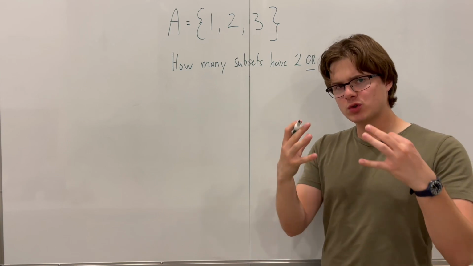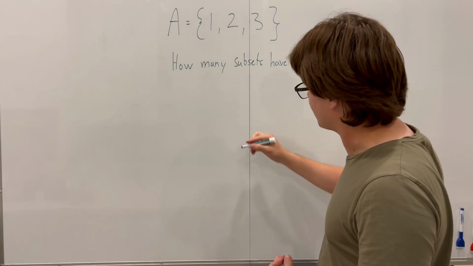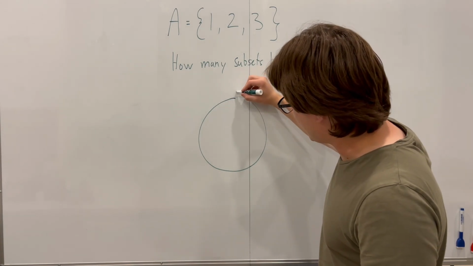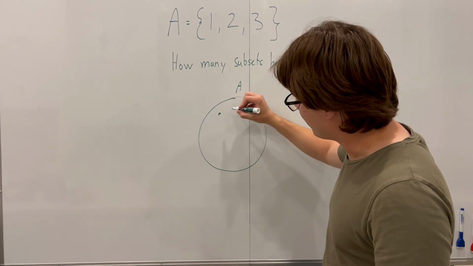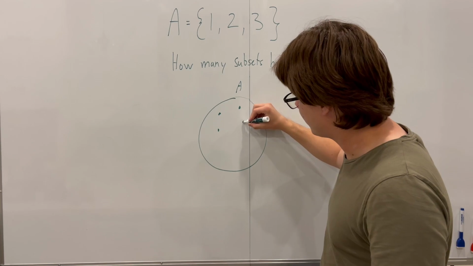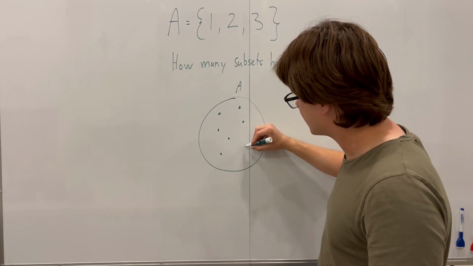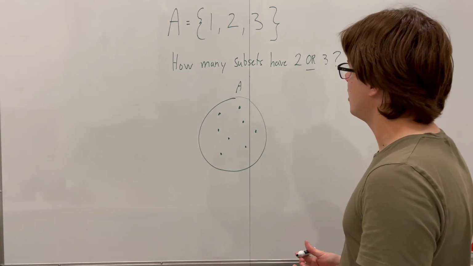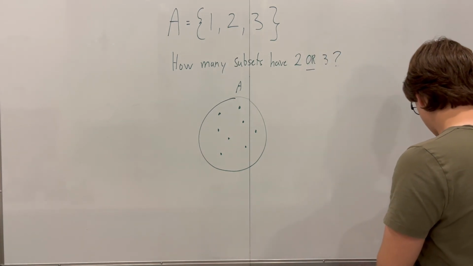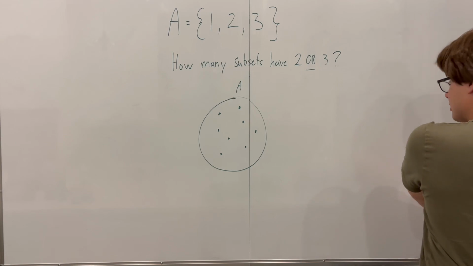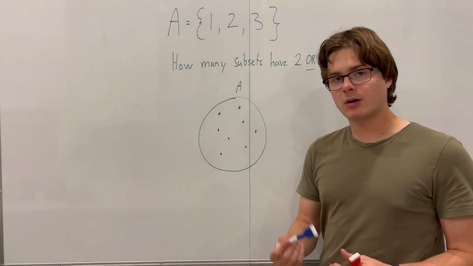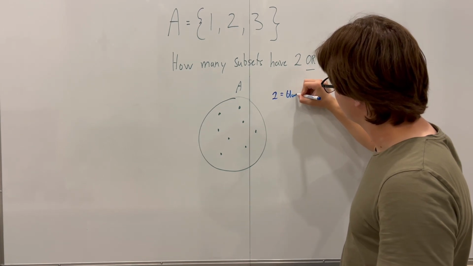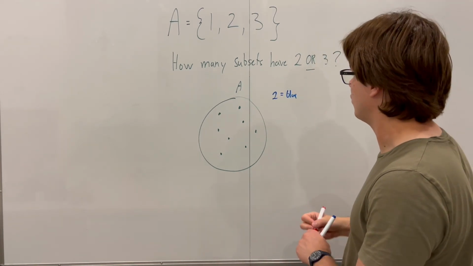Okay, so before I use one of the methods, let's visualize this problem a little better. Let's say you have all of the subsets of A in here. We have all 8 of them. 1, 2, 3, 4, 5, 6, 7, 8. Each of these dots is going to represent one of those 8 sets. And we want to find the sets that have, of course, 2 or 3. I'm going to mark the sets that have 2 with blue, and the sets that have 3 with red.